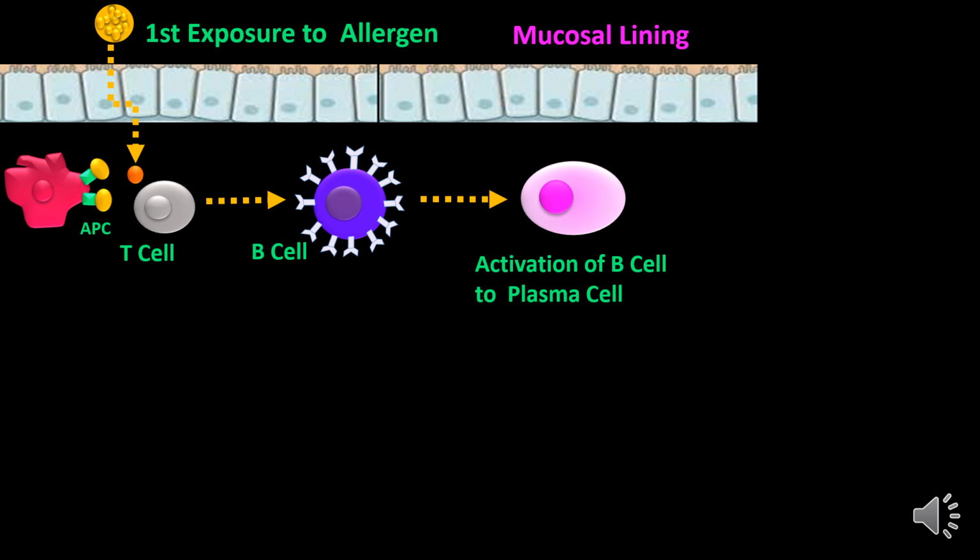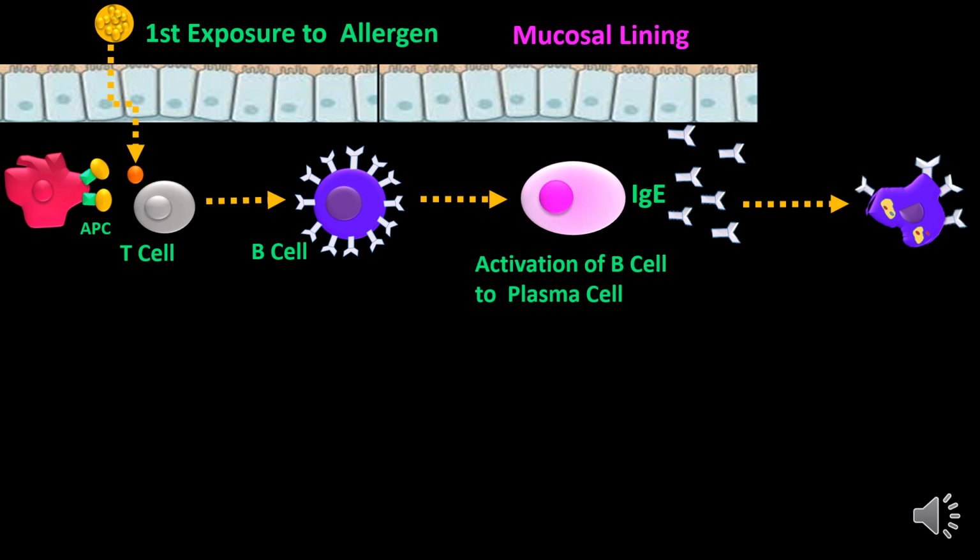and the immunoglobulin E secreting plasma cells will release immunoglobulin E in the circulation. These immunoglobulin E molecules go and bind with their CH4 domain to the mast cells and the basophils. This is on the first exposure to allergen. Now, these mast cells bound to immunoglobulin E are present in the circulation.